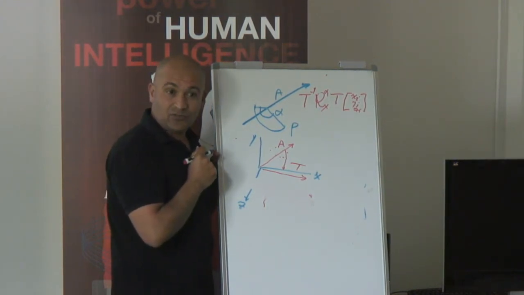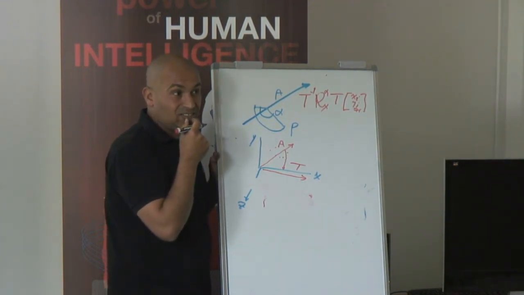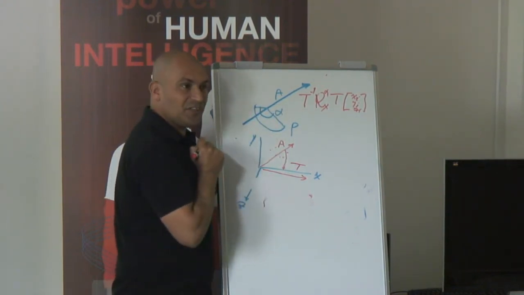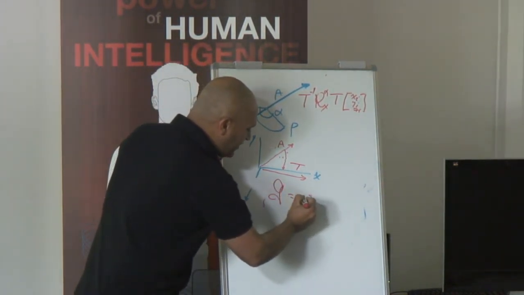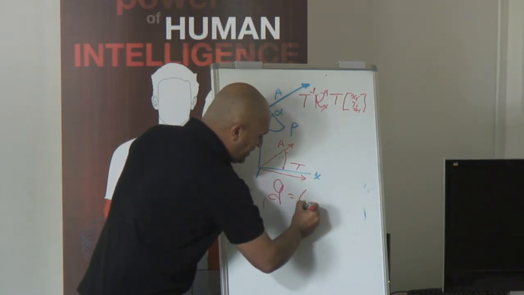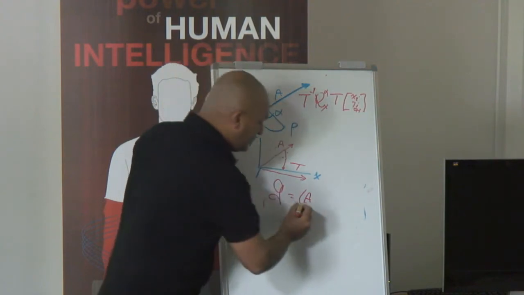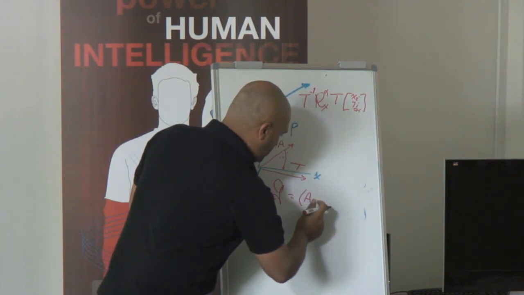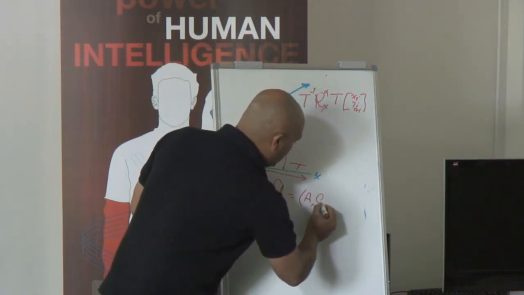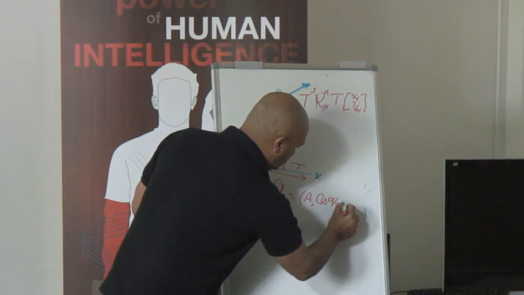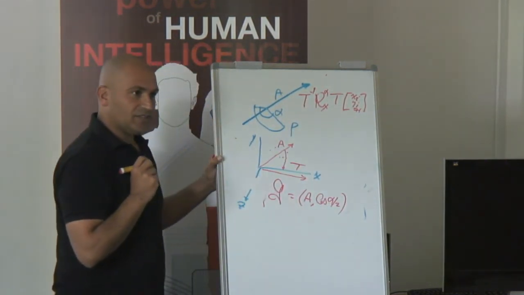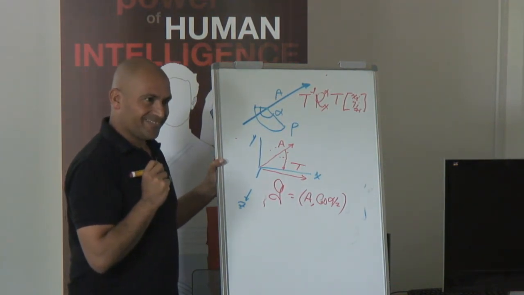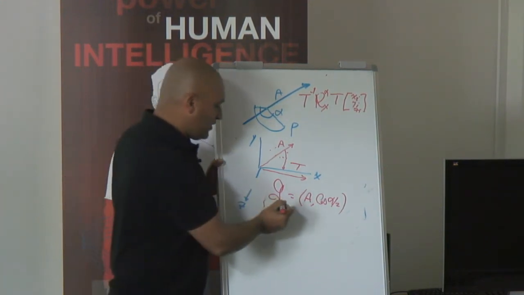Have you heard about quaternions? Do you know quaternions? Yeah? So you use them all the time. This is pretty much the same. What you do is create a quaternion from A: the vector part will be A, and the scalar part will be cosine of alpha divided by 2. You go from a vector to a quaternion, and then you get the quaternion.